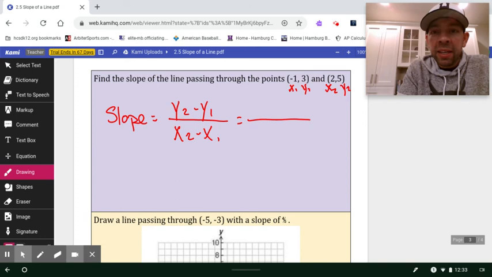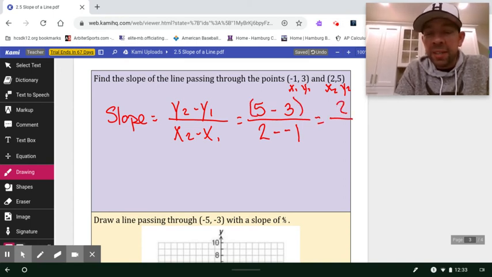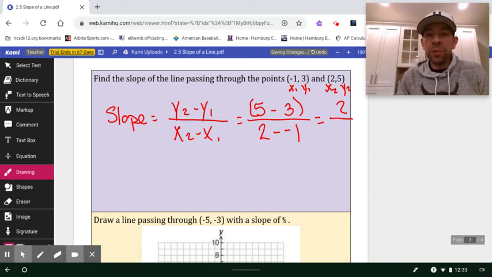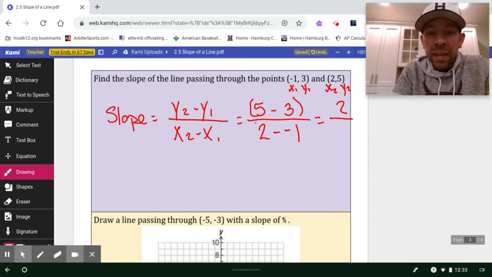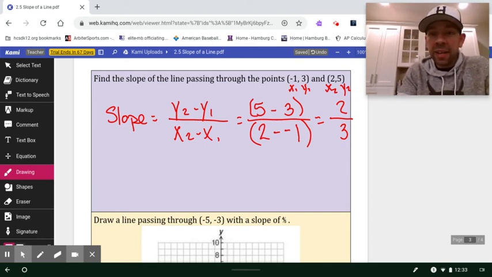And so let's substitute the 5 for y sub 2 and the 3 for y sub 1. We'll substitute the 2 for x sub 2 and then the -1 for x sub 1. Notice I'm trying to be real careful with my signs. Now, when I subtract 5 minus 3 to get 2, that represents the vertical change, or the change in y. And then when I simplify this expression to get 3, that measures the change in my run, or my change in x. And then this is not simplifiable, I guess, so we'll just call the answer 2/3.